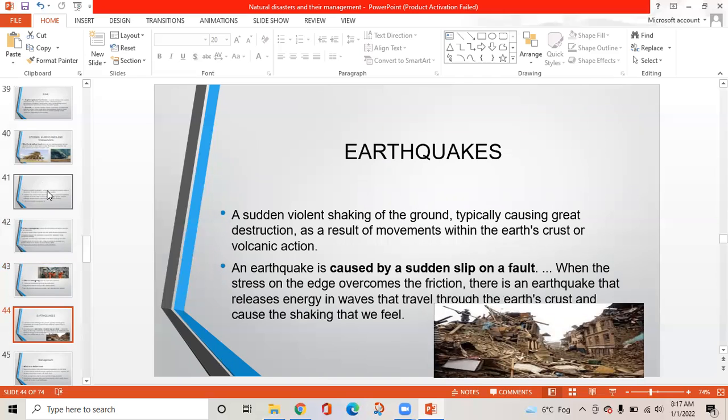Earthquake. A sudden violent shaking of the ground, typically causing great destruction as a result of movements within the earth's crust or volcanic action. An earthquake is caused by a sudden slip on a fault. When the stress on the edge overcomes the friction, there is an earthquake that releases energy in waves that travel through the earth's crust and cause the shaking that we feel.